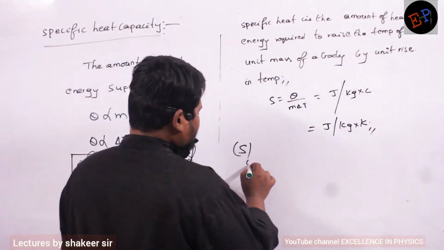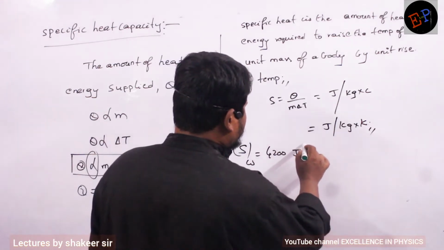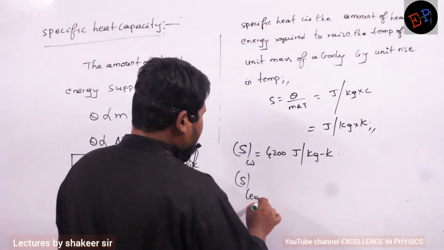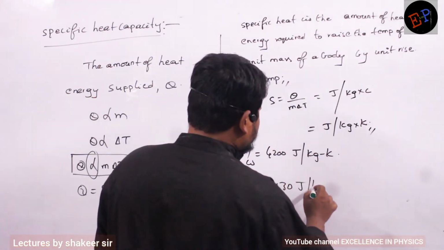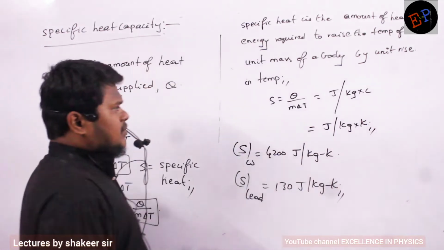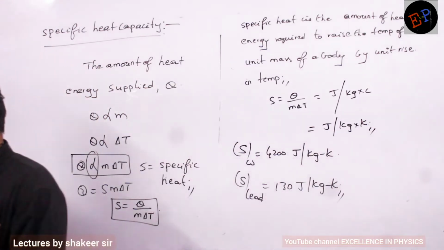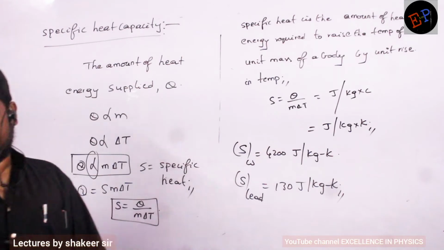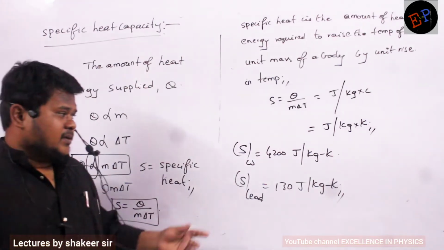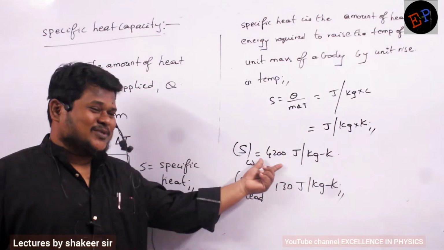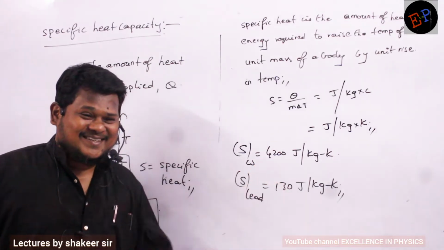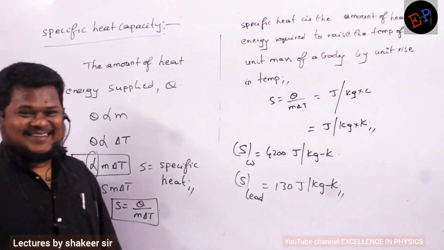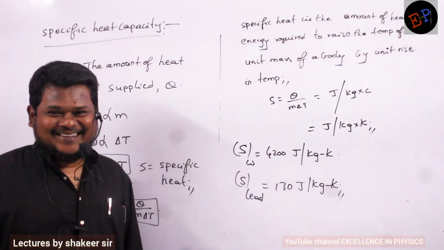Now, for example, let us write one example. Specific heat of water is equal to 4200 joules per kg Kelvin. Specific heat of the metal lead is equal to 130 joules per kg Kelvin. So if you look at these two data, what do you understand? If you observe this data, what do you understand? This is 4200, this is 130. What do you understand? That is important. Specific heat of water is greater than specific heat of lead.